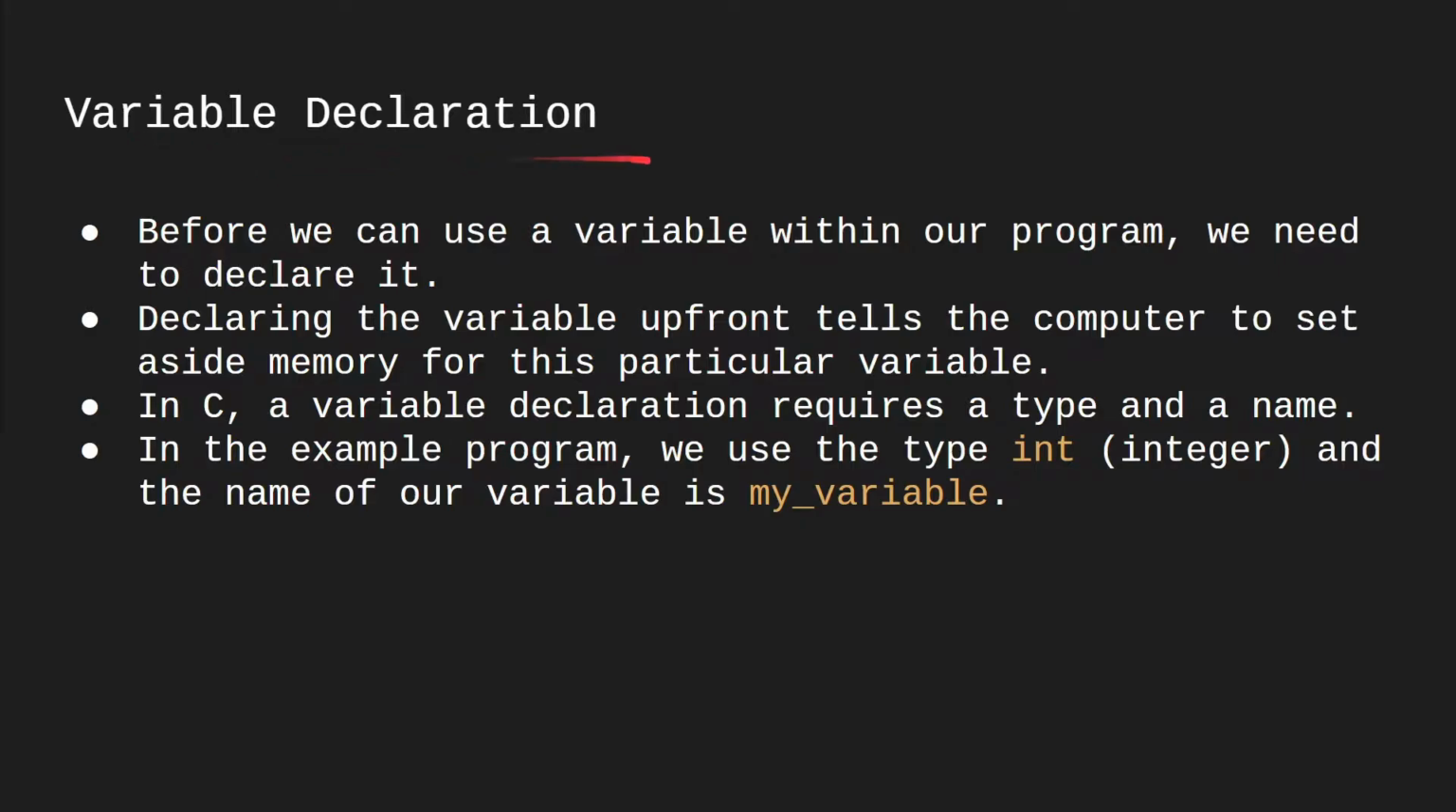So a variable declaration: before a variable is even used, you need to declare it. Declaring this tells the computer to set aside some memory so that the variable can exist. In C, variable declaration requires a type and a name. So in our example, we had a variable that was of type integer, and its name was myVariable.